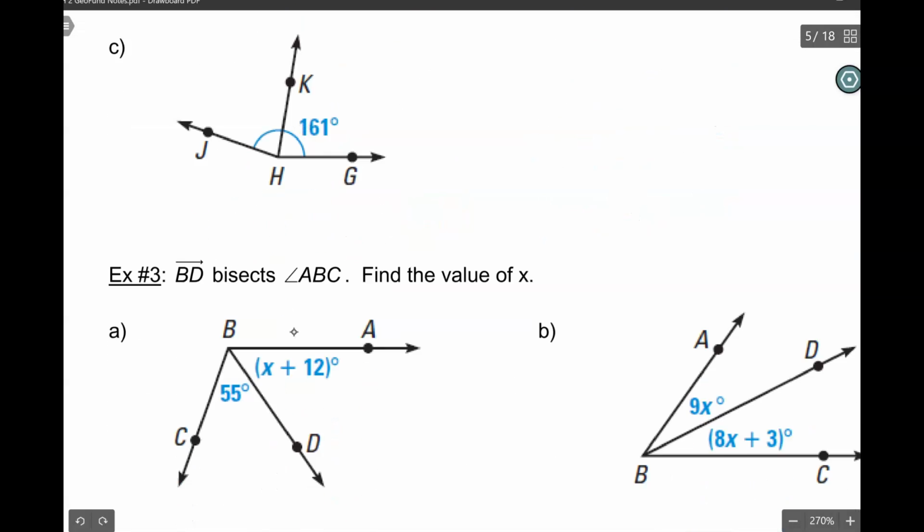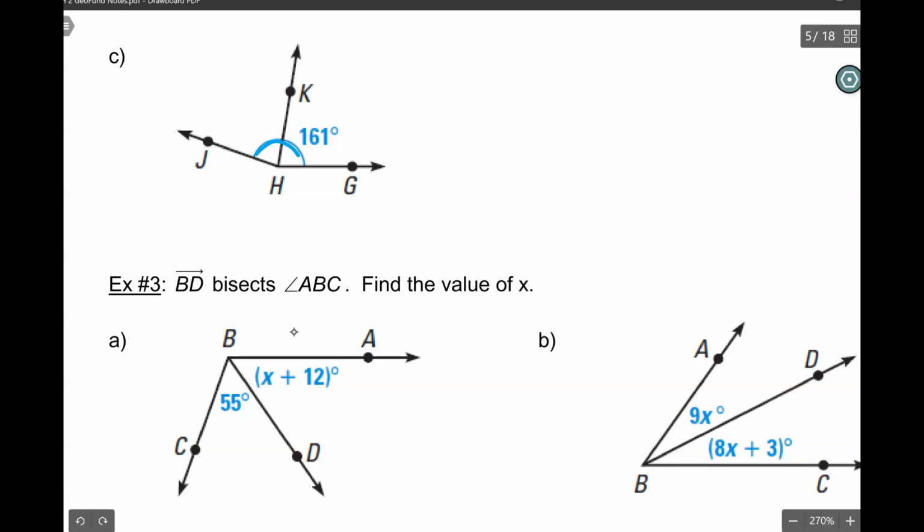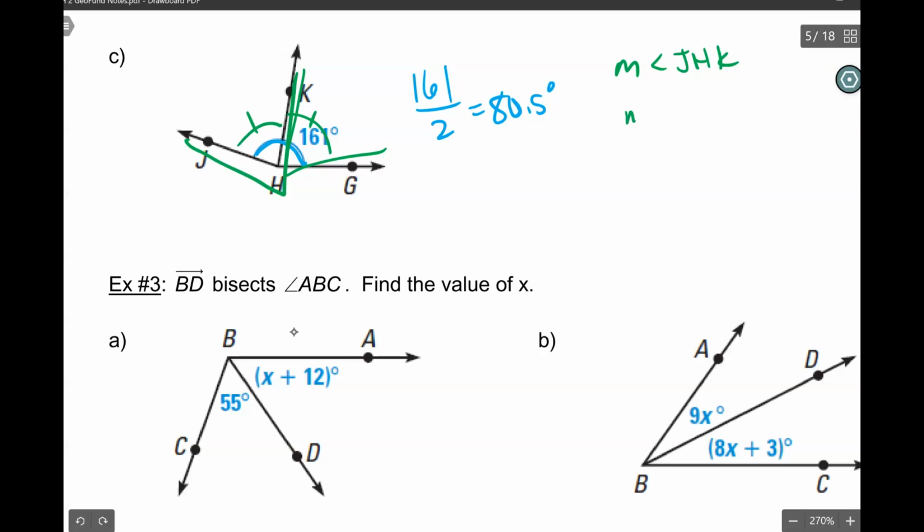Awesome. All right, once again, the overall angle is 161. Take 161 divided by 2, I get 80.5 degrees. And what we're wanting are these two angles, and they have to be congruent. So I'm just saying measure of angle JHK, and the measure of angle KHG. Both of these have to be 80.5 degrees.